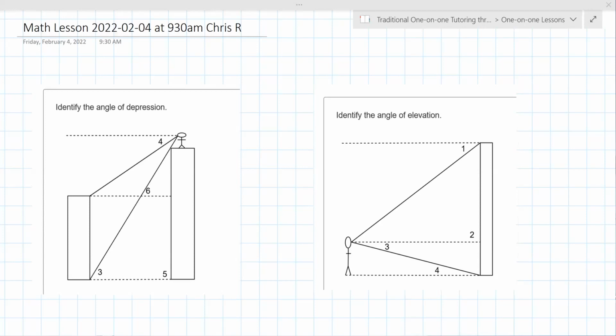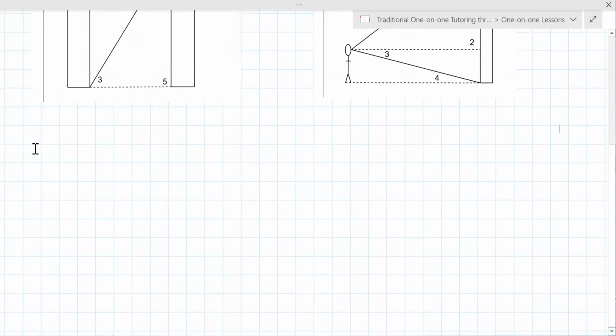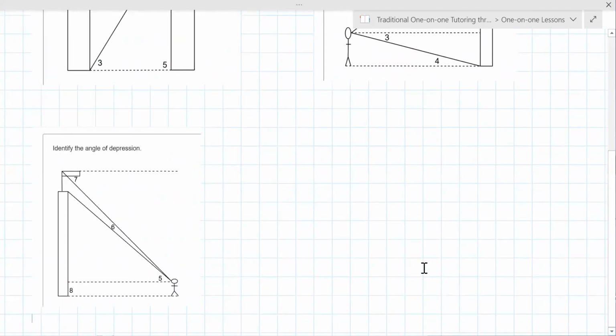Okay. And then we got one more here to look at. Okay, angle of depression. What say you? That'd be number 7. Yeah, very good. Do you have your Desmos calculator out? No, I'm pulling it up now. Perfect, because we're going to need it for the next question here.